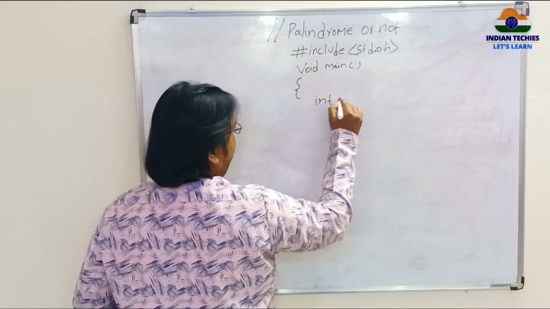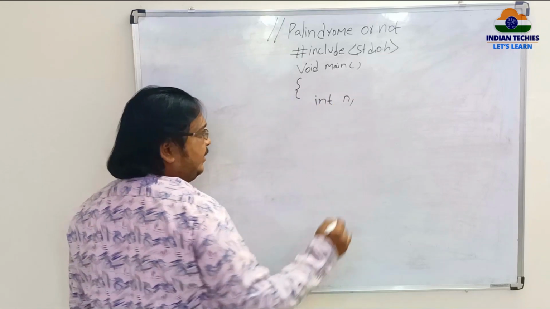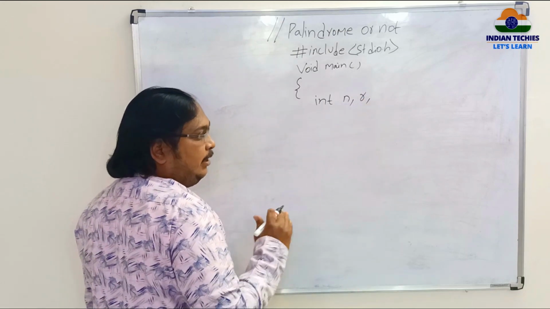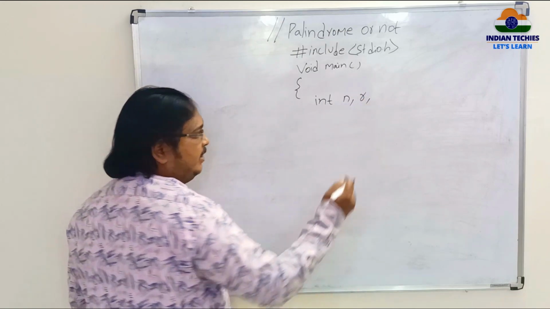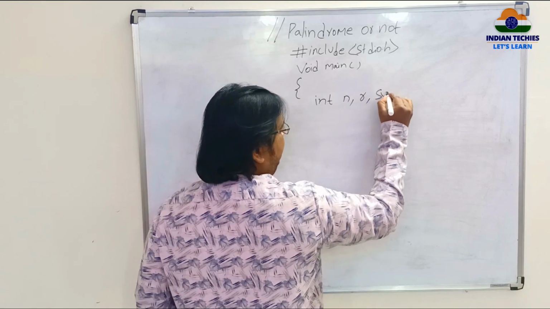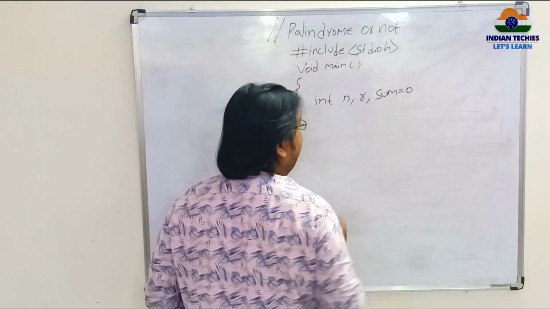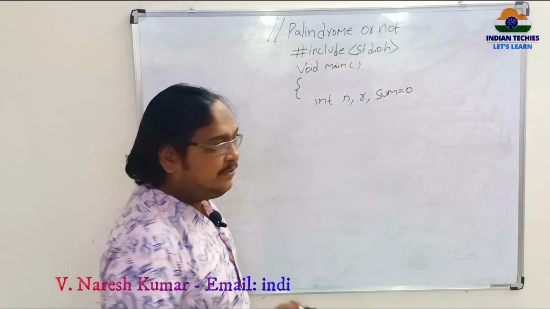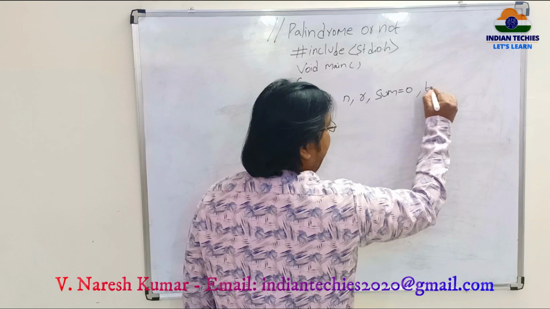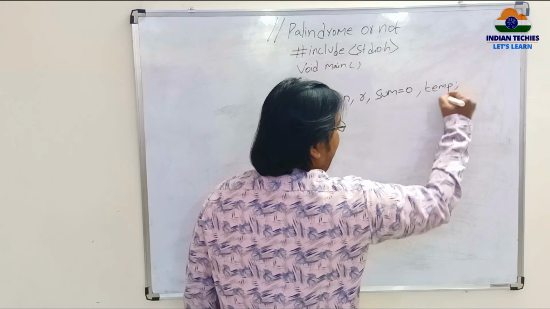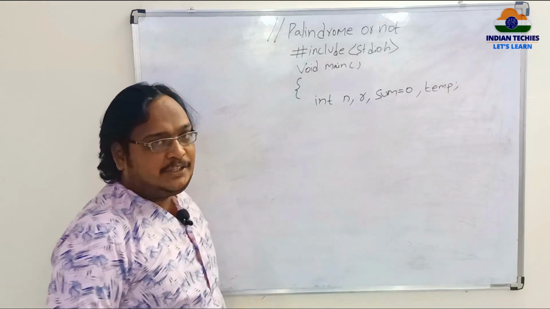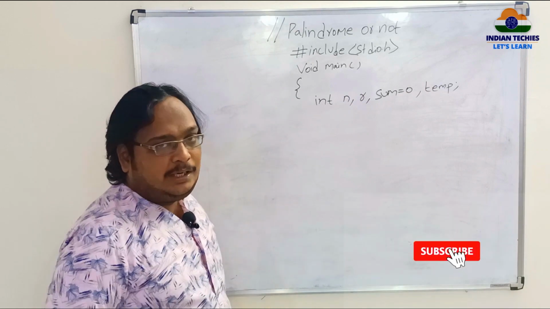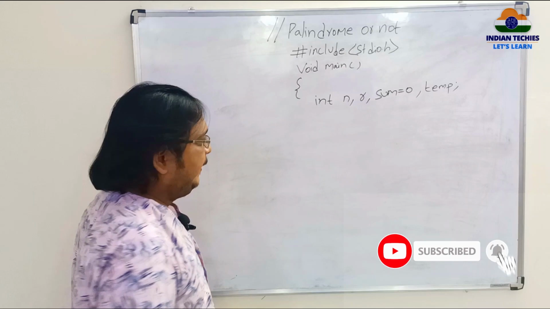int n. Next, to get the remainders, I am taking a variable called r. Then to find the final reversed value, I am taking a variable called sum. Initially, I am assigning it to 0. Here, I would like to take one more extra variable called temp. Temporarily, we will let you know what is the actual use of this temporary variable. Why we are taking it, you will understand once the program has been completed.